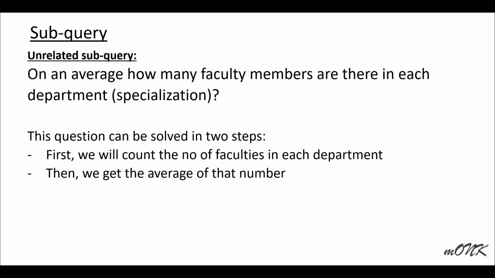So we did this question. Now there is one more question: on an average, how many faculty members are there in each department or specialization? This question can be solved in two steps. The faculty table has information about all the faculties, their specialization, designation, and so on. First we need to count the number of faculties by specialization, and when we have the count of faculties in each specialization, then we have to take the average. That is what the question asks.